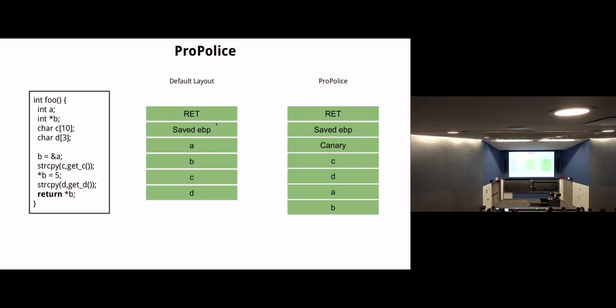The IBM approach is to reorder those variables. C and D will be placed at higher addresses, and A and B will be placed at lower addresses. So you can still override D, you can still override C. D can override C, but C cannot override the Canary anymore. If you override the Canary, it will crash. But you will not have a chance to override A and B, right? So that's just the simple approach.